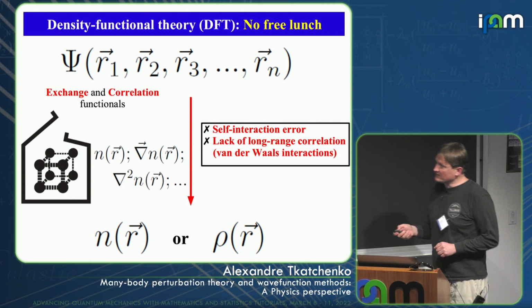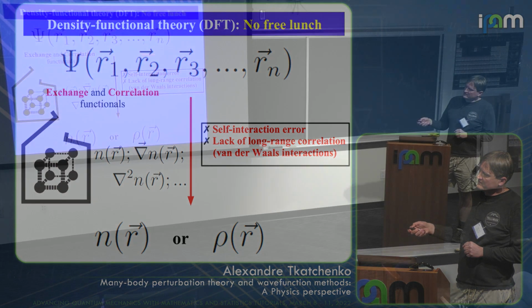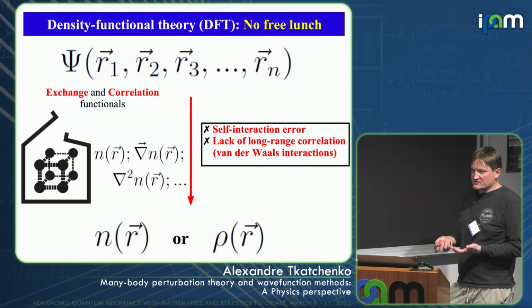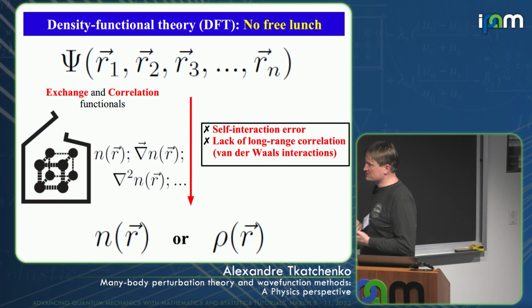But we have a price to pay because essentially we are coarse graining this complex object that has a lot of physics and chemistry in it. We are coarse graining it to a three-dimensional object. And so, of course, whenever we coarse grain, we lose a lot of physics and chemistry. The way to recover this is to define the quantum mechanical exchange correlation functionals.